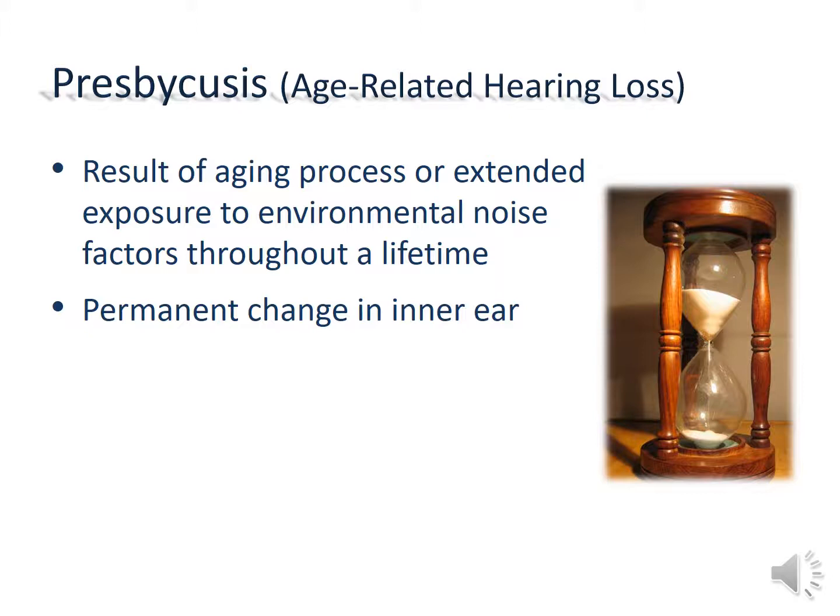Presbycusis refers to age-related hearing loss. It's a natural result of the aging process from extended exposure to environmental noise factors throughout a lifetime. And that is permanent damage to the nerve endings in the inner ear. That cannot be medically fixed. Now, some people will have normal hearing right into their senior years. However, if you have a hearing loss coming into your senior years, then it tends to get worse over time.